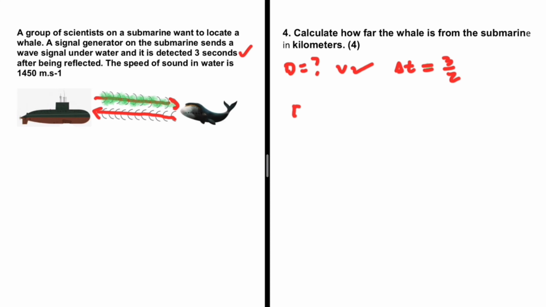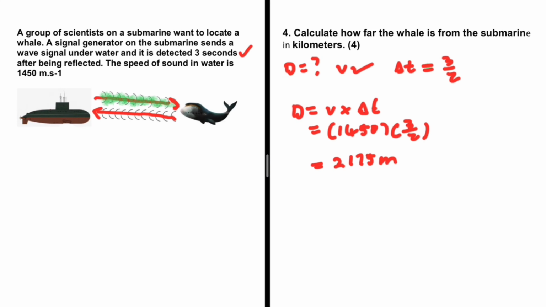So the distance is equal to the speed multiplied by the time. In place of speed, we have 1450. That is the speed of sound in water. Water is denser than air, so the speed should be more than that in air. So 1450 multiplied by 3 divided by 2 is equal to 2175 meters. And there we go.